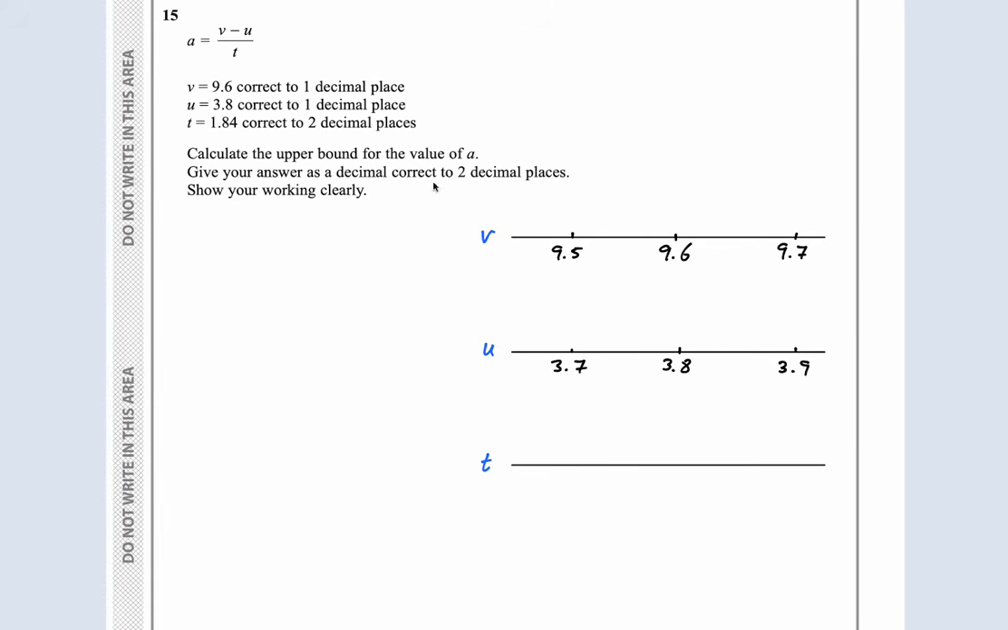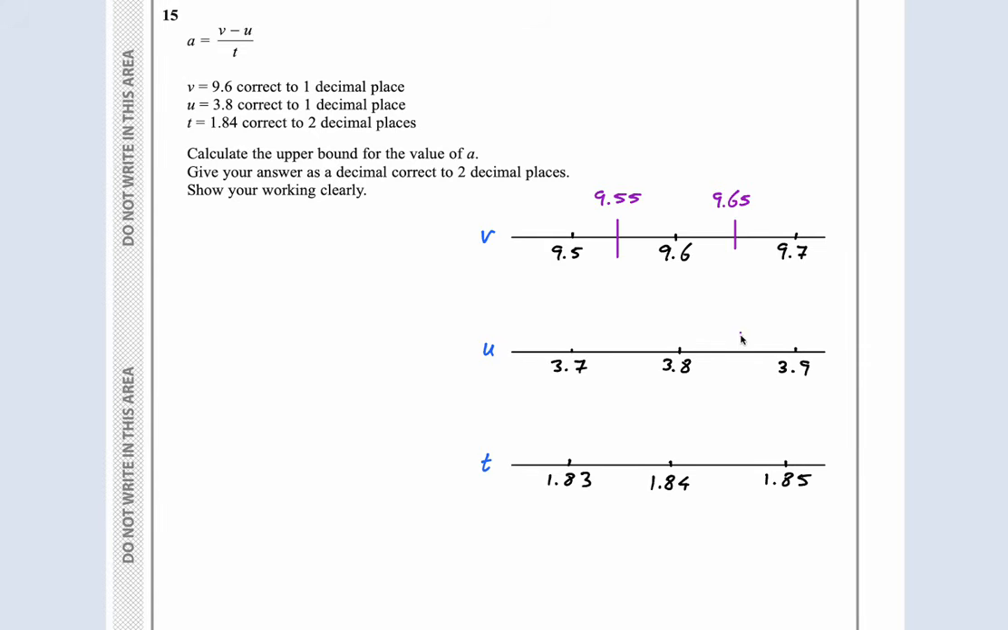And T is 1.84, but it's to 2 decimal places, so I go up to 1.85 and I go down to 1.83. Okay, then I need to decide, do I want the upper or lower bounds? And I'll actually do them all, guys. The upper bound for this is here. It's halfway between these two. It's 9.65. Add them and divide by 2 if you want. The lower bound is 9.55.